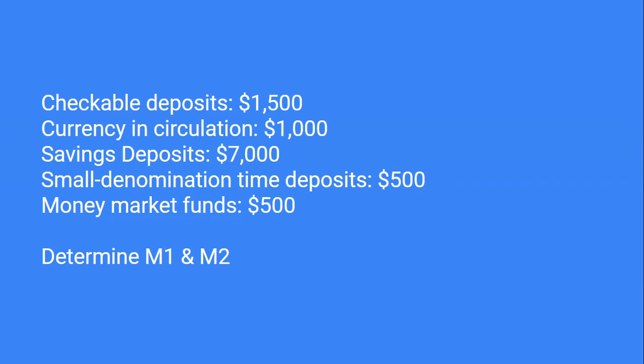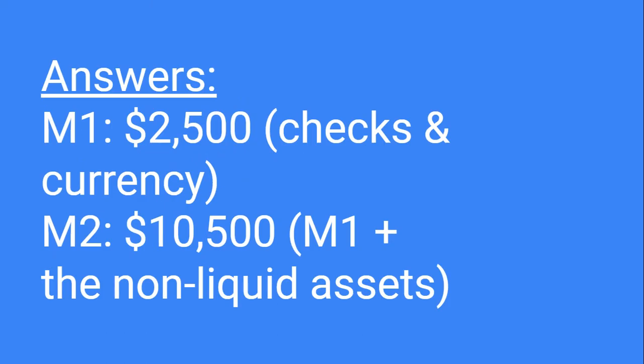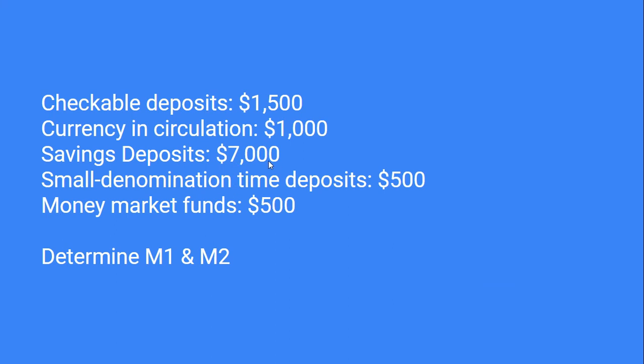See if you can figure this out. See if you can determine if this was the total money in the economy. See if you can determine M1 and then M2. Here's your answer. M1 would be your checks and currency, essentially your liquid assets, so $2,500. M2 would be $10,500 because it's $2,500 plus these things right here, the $8,000 in deposits, small-time denomination deposits, and money market funds.